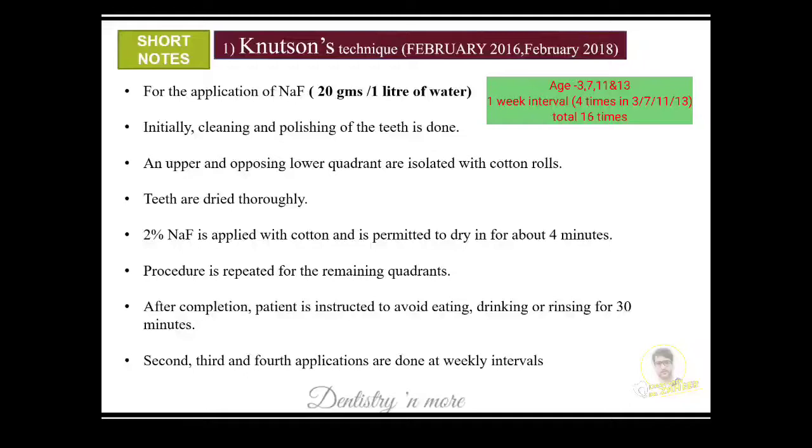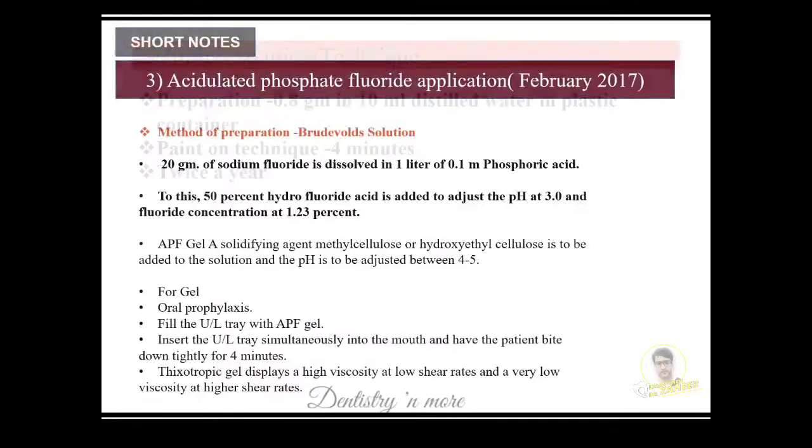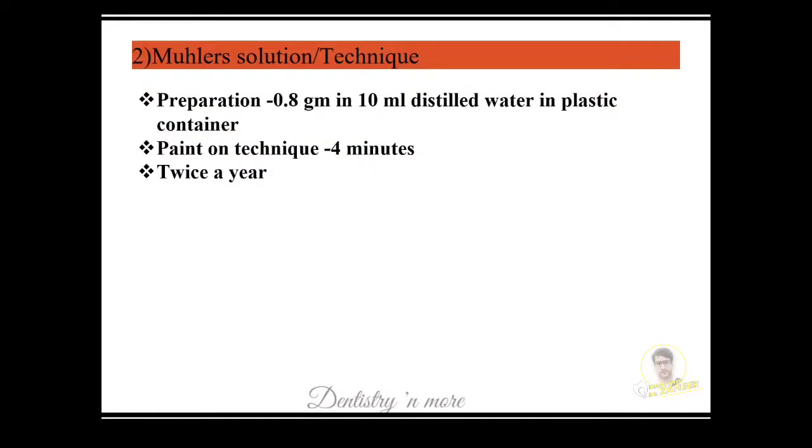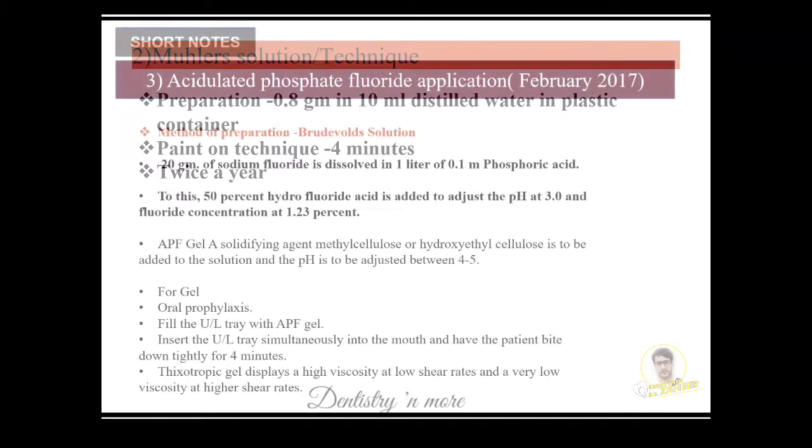Recently erupted teeth have lots of porosity. It takes 2 to 3 years to have a complete post-eruptive mineralization. So till that time, these teeth have to be protected from attack. So newly erupted teeth should be given fluoride. So Muhler's solution will be applied twice a year. Preparation is 0.8 gram in 10 ml water. This should be in a plastic container and freshly prepared.